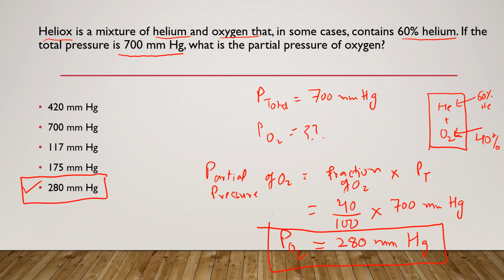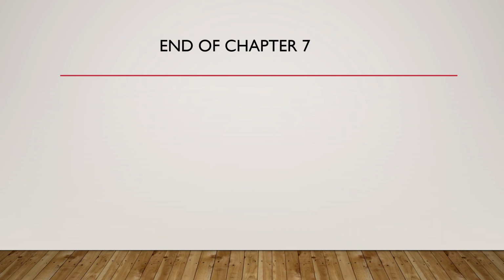With that, we conclude chapter number 7. In this chapter, we discussed the changes in state and what happens to energy, whether it's exothermic or endothermic, if a state changes from solid to liquid or liquid to gas. And then we learned about various laws on which the properties of gases depend. And then finally, we talked about the partial pressures of oxygen and how the total pressure depends on the partial pressure of individual components of a mixture of gases.